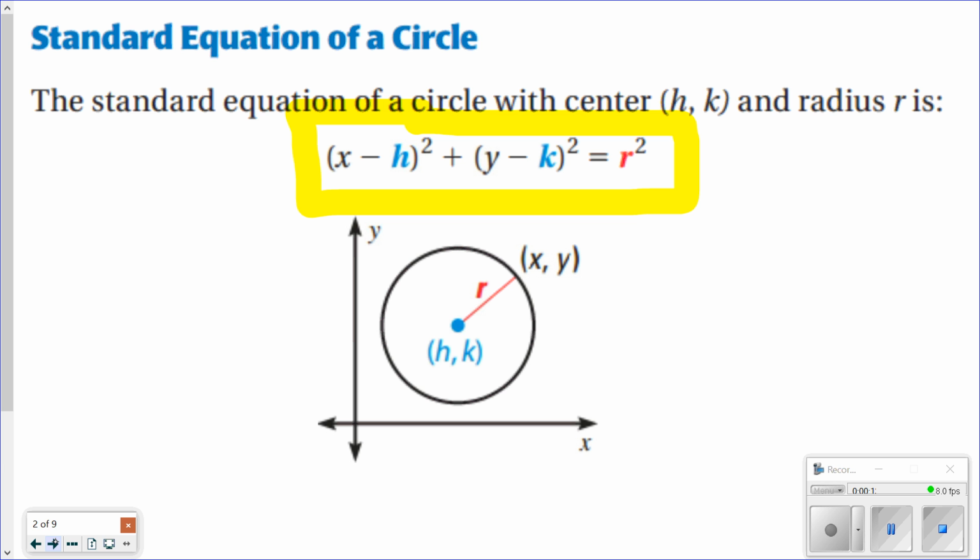The standard equation of a circle with center (h, k) and radius r is (x minus h) squared plus (y minus k) squared is equal to r squared. Please note that this is negative and this is negative. When our h and k values are negative, those would change to positives. And we'll have a few examples like that. But this is the form of the equation you're going to use for each of these problems.